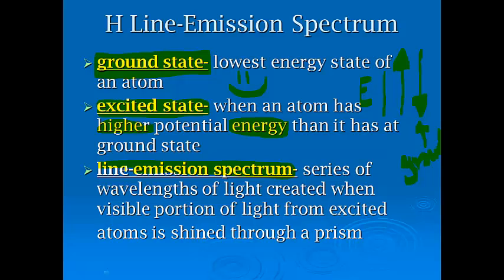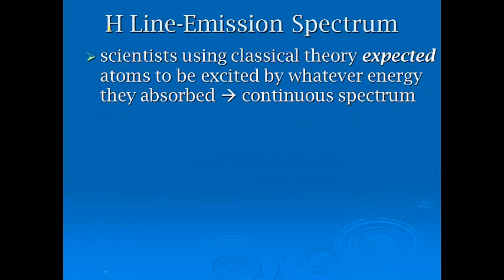Now, a line emission spectrum is a series of wavelengths of light that are created when the visible portion of light from excited atoms is shined through a prism. Excuse me, I've got a little bit of a cold here. And again, we're going to see this. Essentially, every element has its own line emission spectrum. It's kind of an intensive property, meaning that it does not depend on how much matter is present, but it allows us to identify certain elements. And we're talking about hydrogen for this first part.